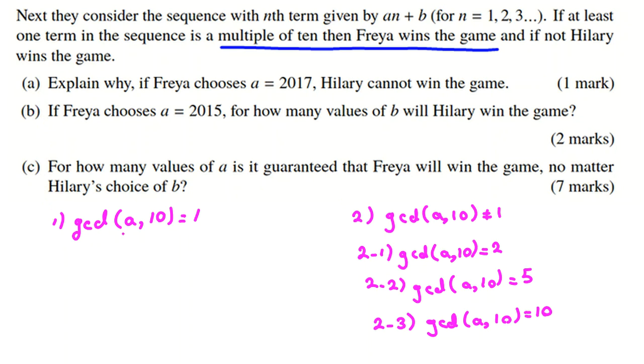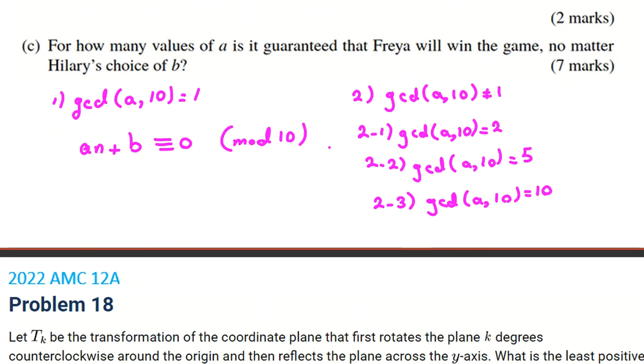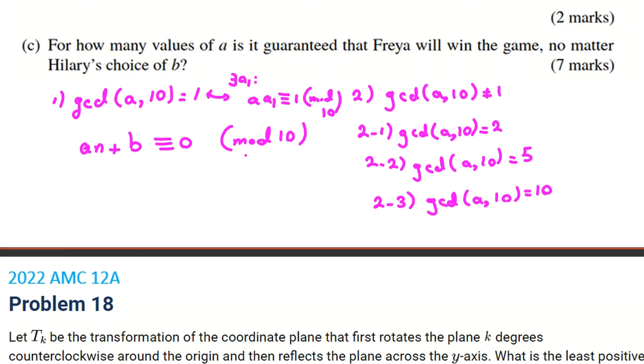Okay, to part A. If GCD of A and 10 is 1, I want to say that you can always find a good n that is a multiple of 10. Why? The reason is that, because the GCD is 1, it is a theorem that there exists A1 such that A times A1 is 1 mod 10. And it has a proof. If you want to learn the proof, again, feel free to send a message to my WhatsApp number in the description comment. So we multiply by A1.